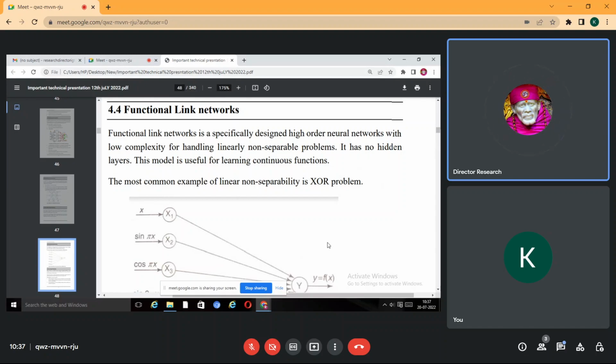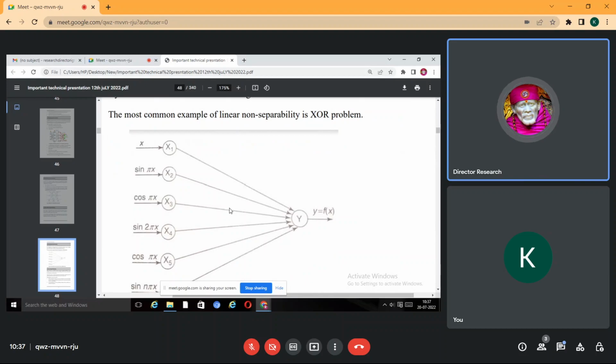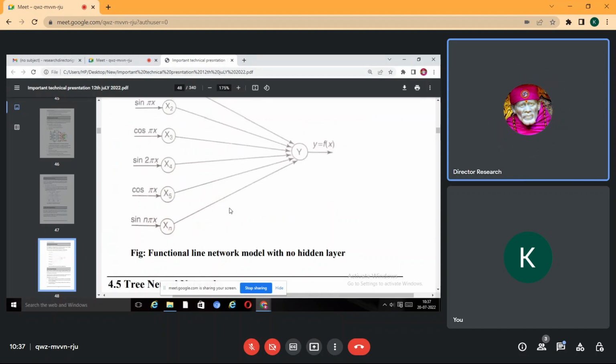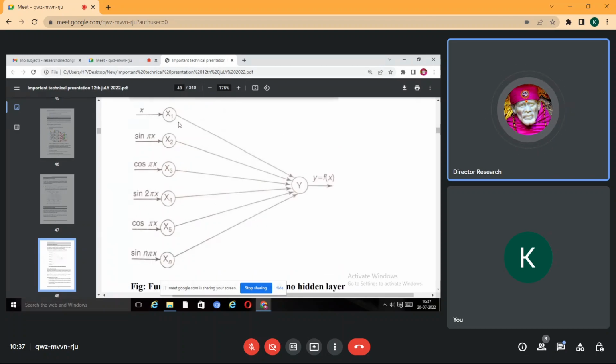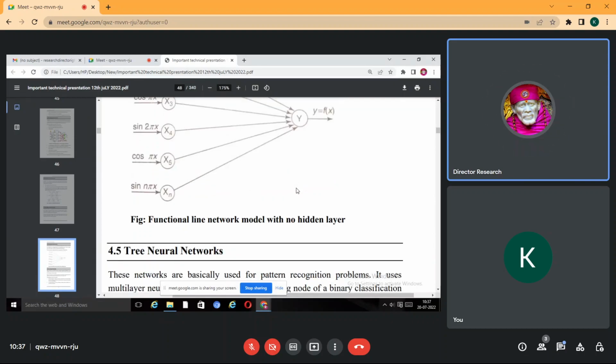So, sin pi x, cos pi x, sin 2 pi x, cos 2 pi x, sin n pi x, like x1 the input, x2, x3, x4, x5, xn, all are connected to y. Y is equal to f of x. This is the functional link network model with no hidden layer.